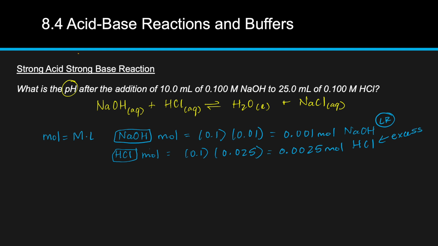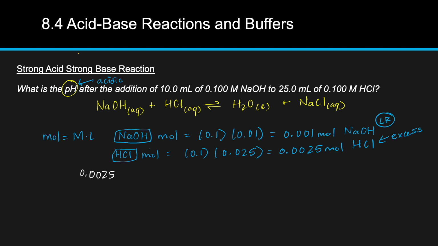And because we're going to have excess HCl, we can assume that the final pH is going to be acidic. So keep that in mind when you're checking your work at the end. All right, so now what do we do with this information? So again, everything is 1-to-1 mole ratio, so it makes this nice and easy.